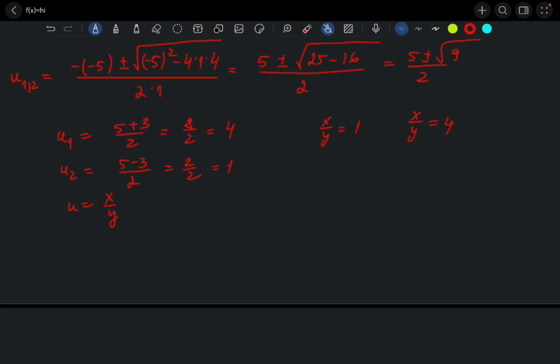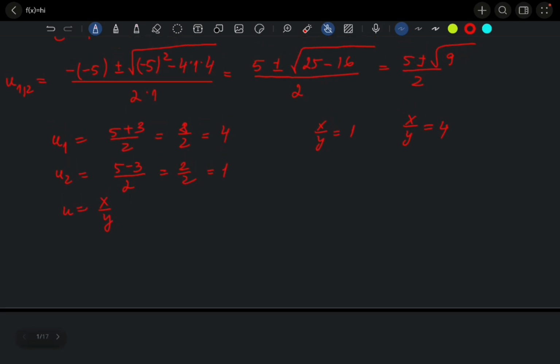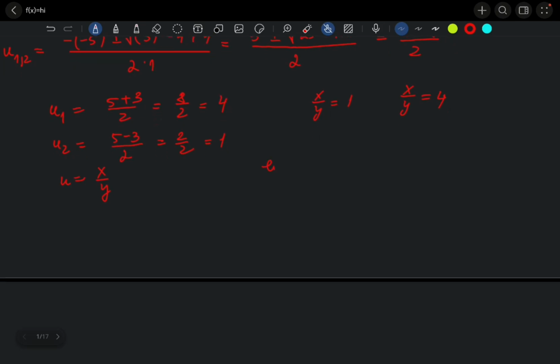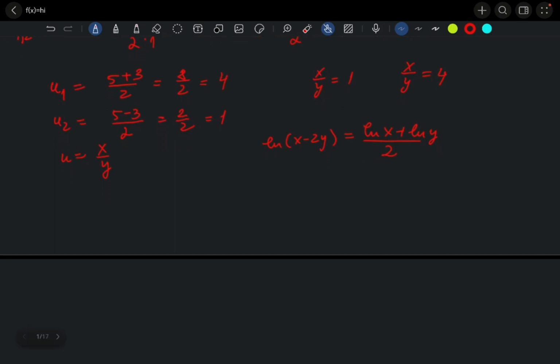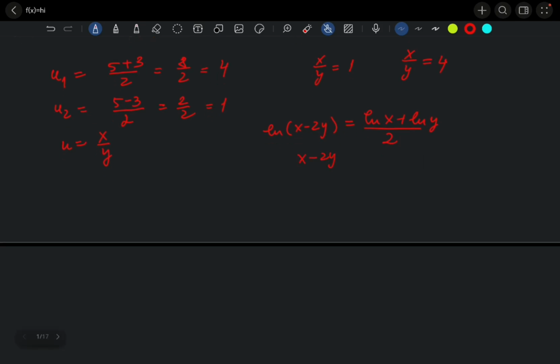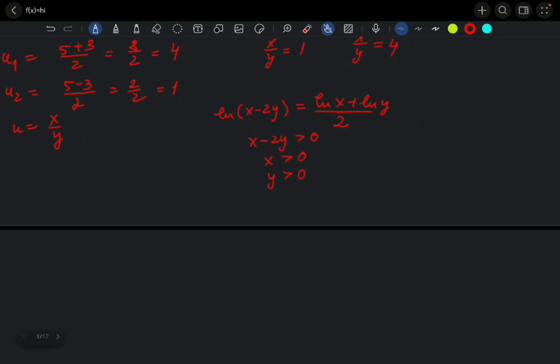By looking back at our initial equation, we see that on the left hand side we had the natural log of x minus 2y, and this must be equal to the natural log of x plus the natural log of y, over 2. We know that the entries of a natural log must be positive, so this implies that x minus 2y must be greater than 0, x itself must be greater than 0, and y also must be greater than 0.